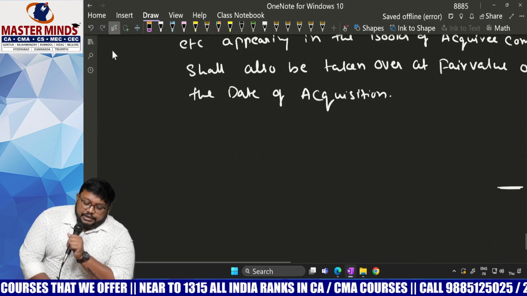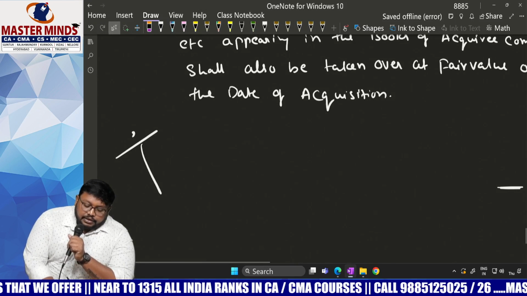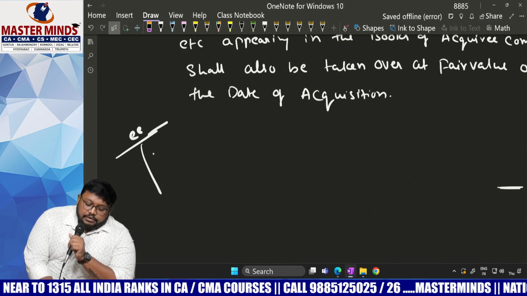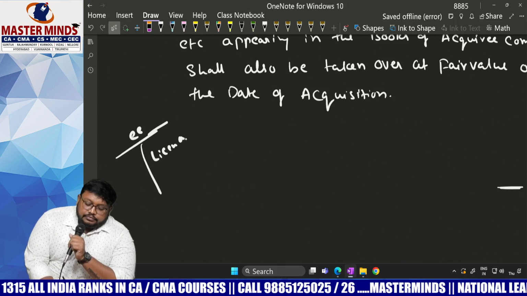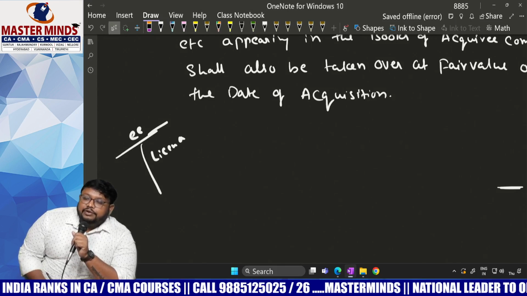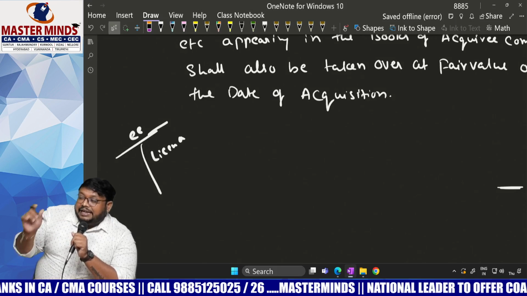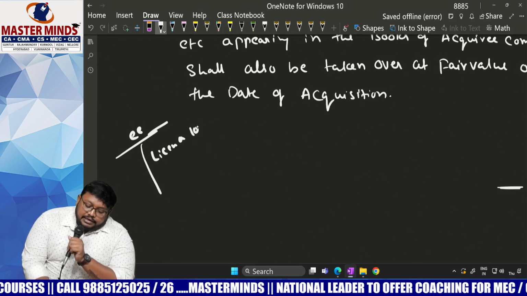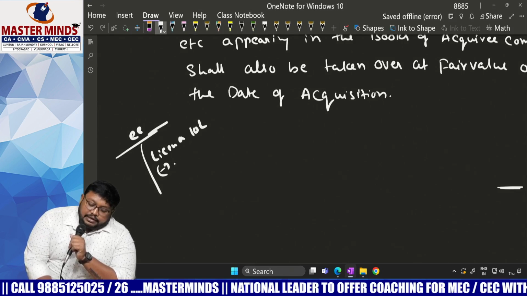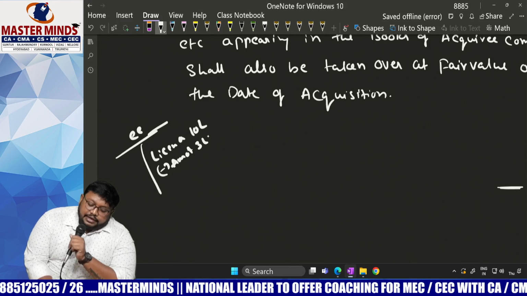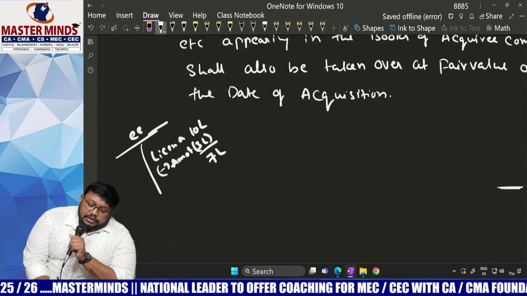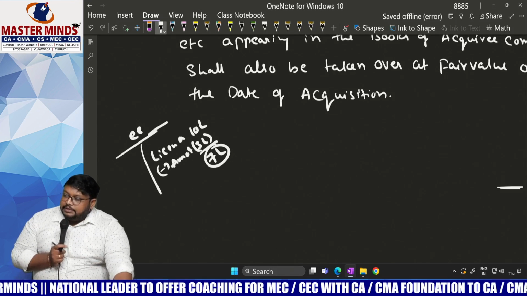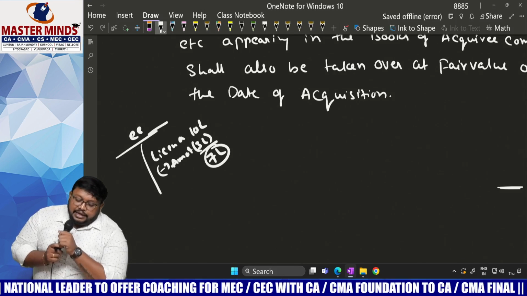So how can we make it? For example, in the acquirer's books of accounts, in the balance sheet, one license is there. For example, a 10 years license or 10 years patent right, as I told you in yesterday's example, we have given for 10 lakhs. 3 years already completed, so can we amortize 3 lakhs? So the net carrying amount is 7 lakhs. This is the carrying amount of that particular patent or license in the books of accounts.